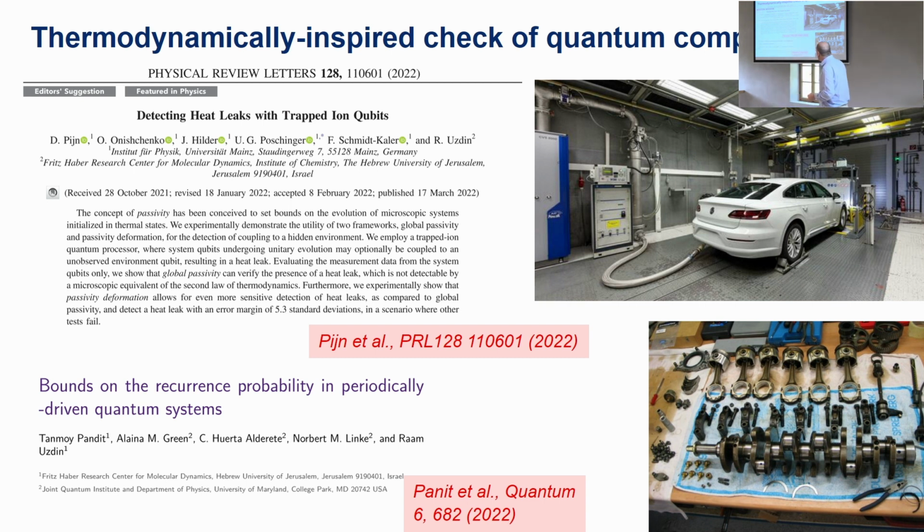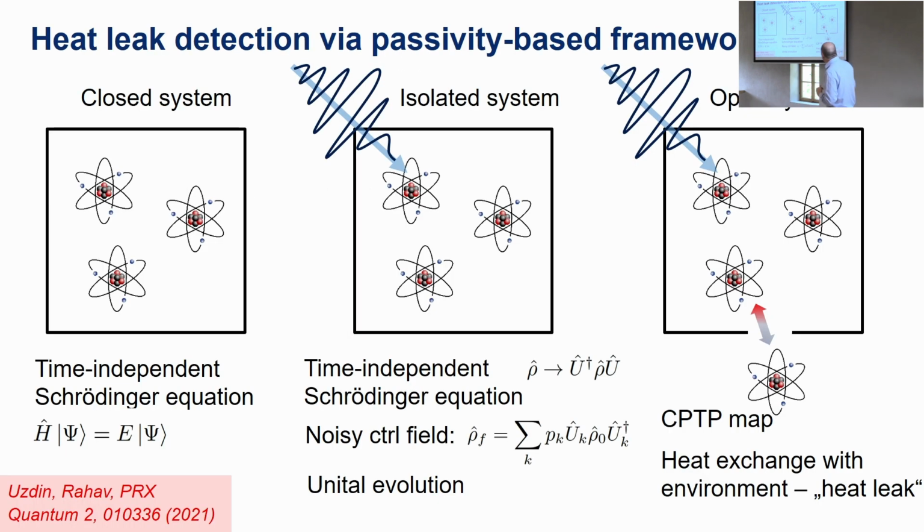And this is inspired by the work of Ram Uzdin. He's doing passivity-based tests, which are kind of an extension of the second law of thermodynamics. And then you can check these things. And there's also work by Norbert Linke and team in the same direction. So what can you check?